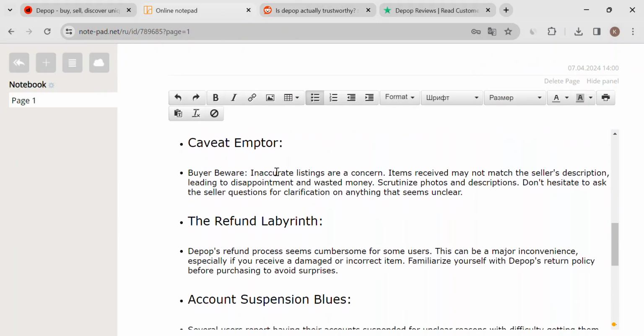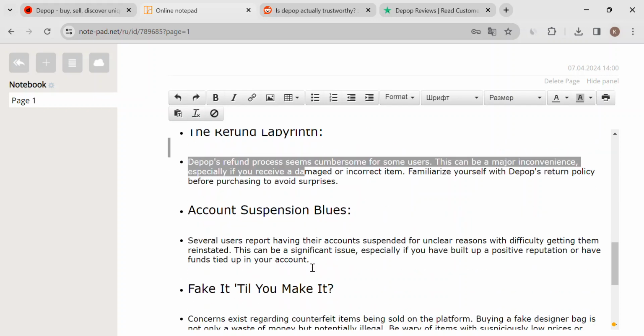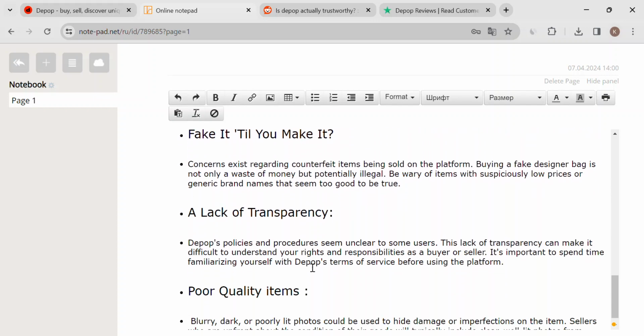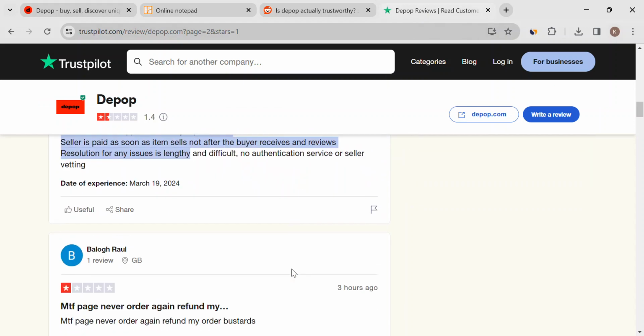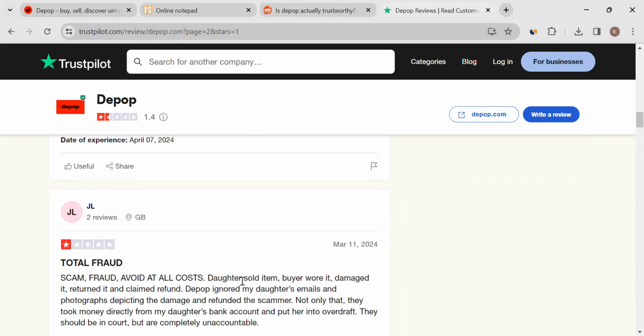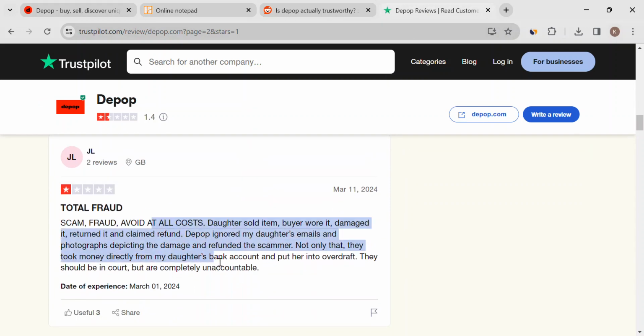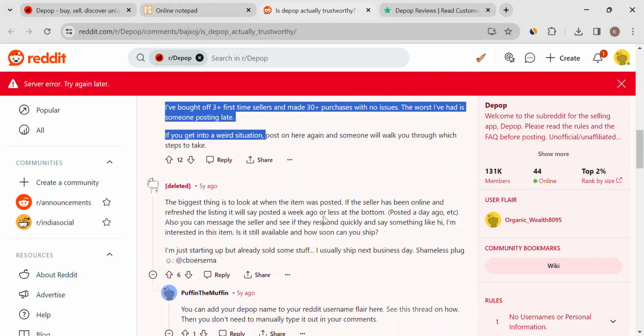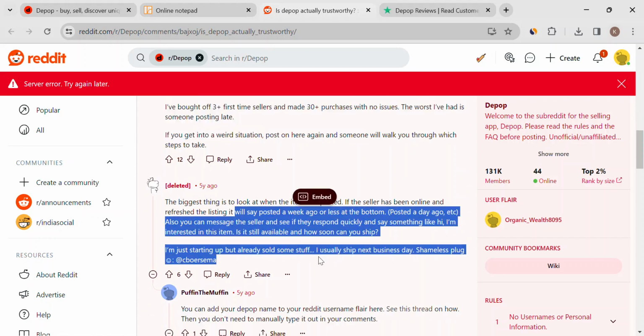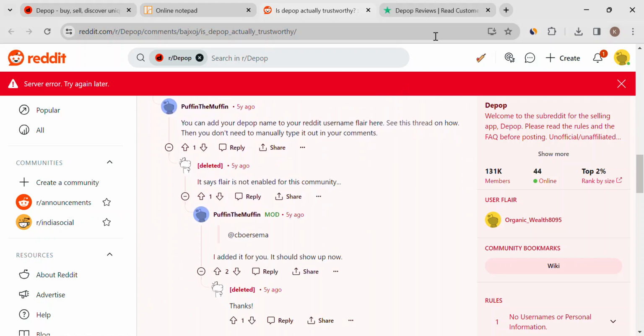Getting your money back on Depop can feel like navigating a maze. Before you buy, check Depop's return policy so you know what you're getting into. Account blues. Uh-oh. Some users had their Depop accounts suspended for mysterious reasons, and getting them back was a struggle. Not cool if you've built a good rep or have money stuck in your account.